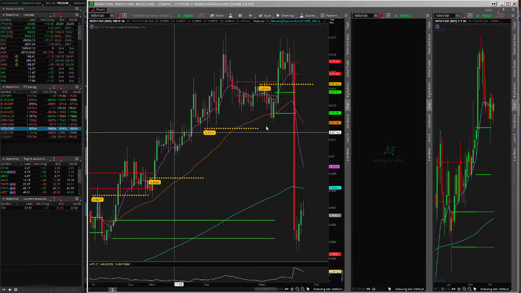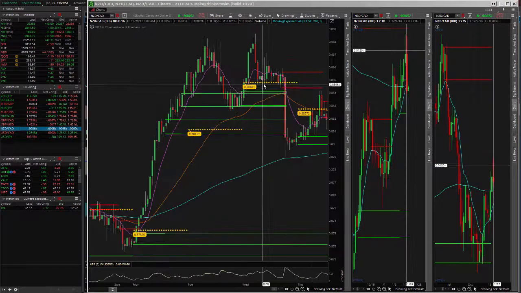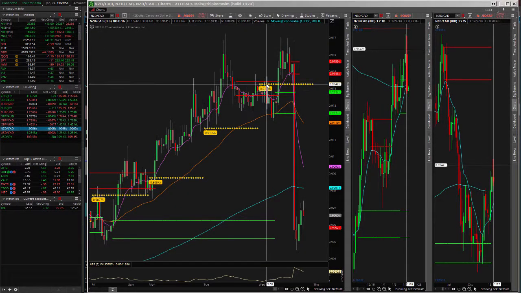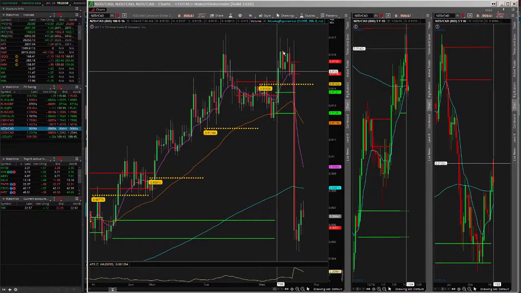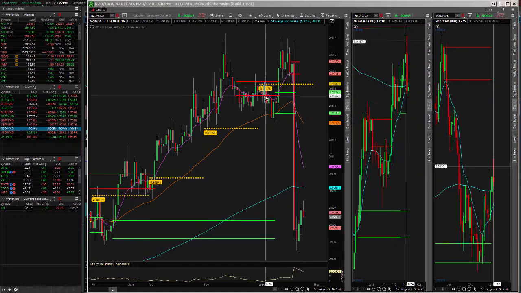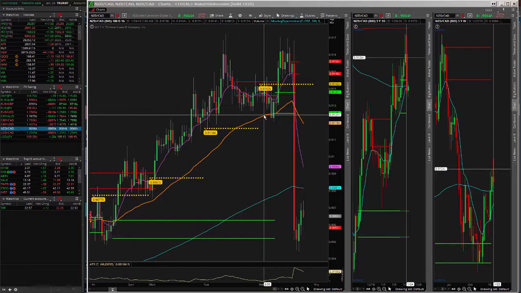Okay, New Zealand CAD. Okay, I had a trade right here. Would have been a stop out. And this is one where I have everything against me. I have my 10 above my 50, and I'm above the 10 on the weekly.